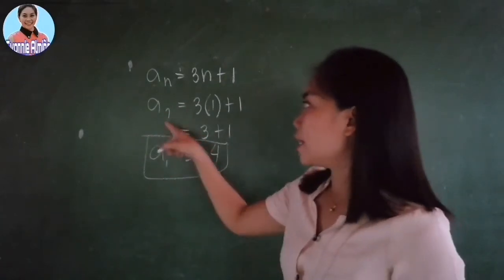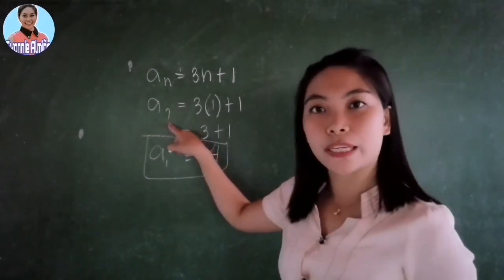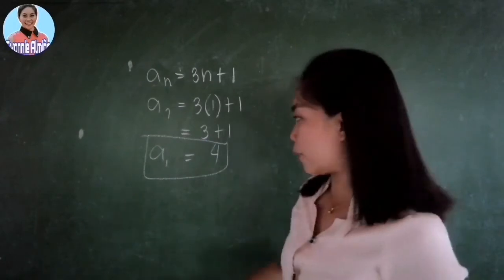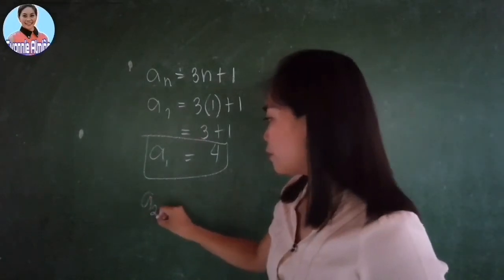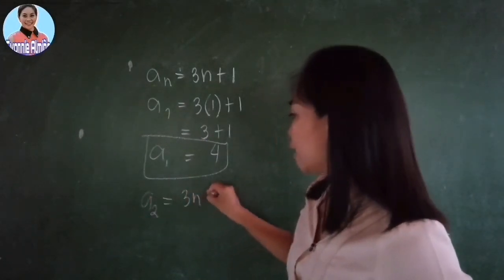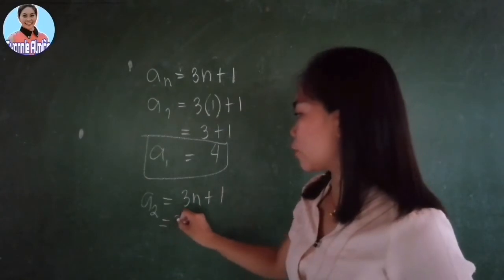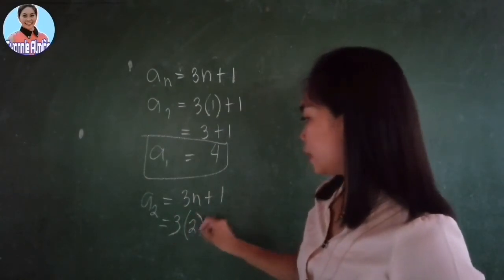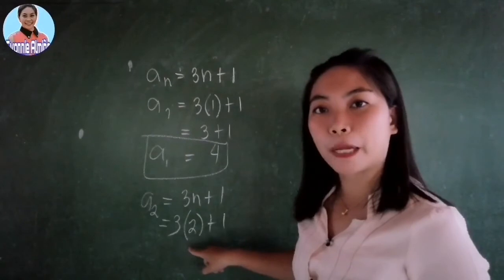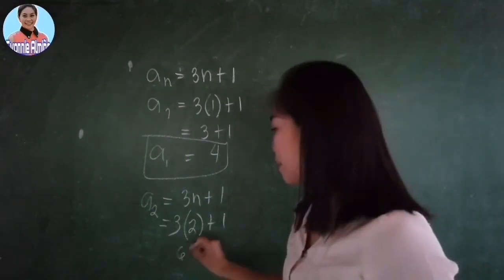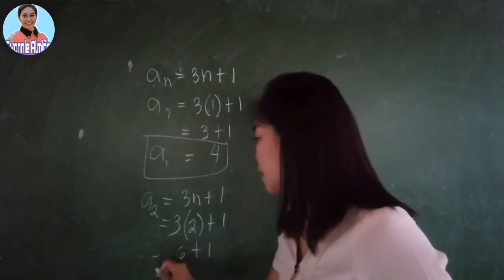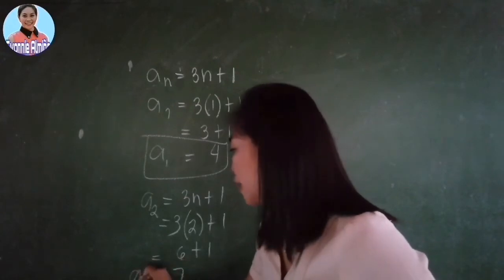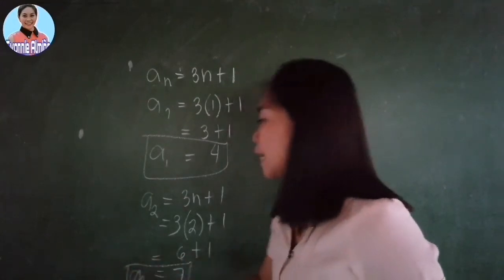Then another one. So since meron na po tayong first term, now let's proceed to the second term, which is a sub 2. So 3n plus 1. Let us substitute n by 2 plus 1. So 3 multiplied by 2, you have 6. Plus 1, you have 7. Therefore, a sub 2 is 7.